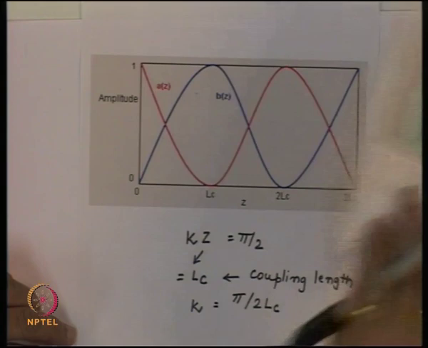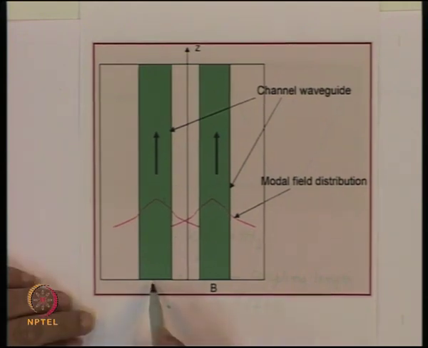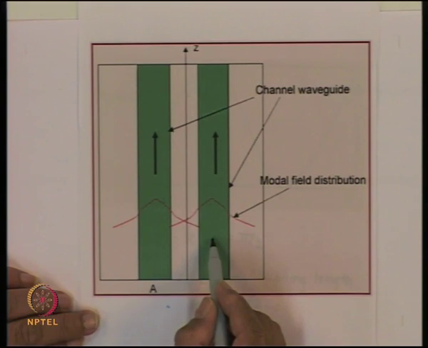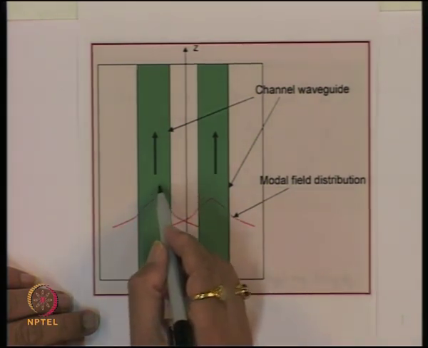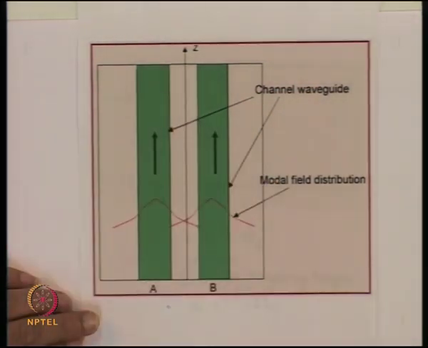So what we are now finding is that if we consider a coupled structure like this and you excite one of the structures, slowly the power will get shifted to this. After the same distance, the power will get shifted back to this. Again the power will get shifted back to this, again back to this, and so on.